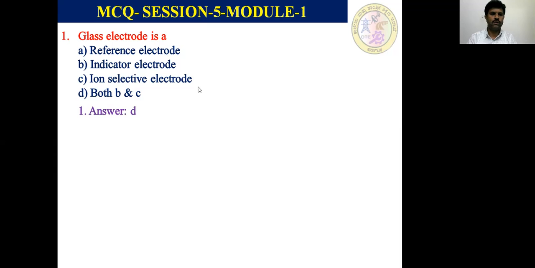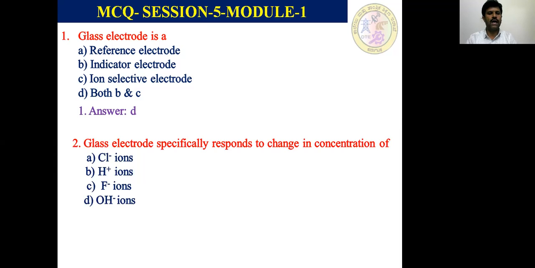Let's move to question number 2. Glass electrode specifically responds to change in concentration of option A, fluoride ions, option B, H+ ions, option C, fluoride ions, option D, hydroxide ions. We know that the glass electrode specifically responds to the change in concentration of H plus ions. Hence, the right answer is option B.